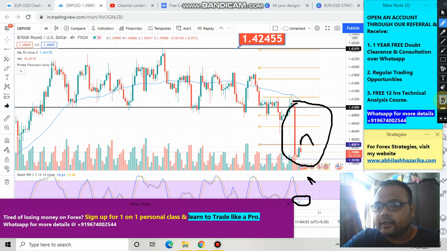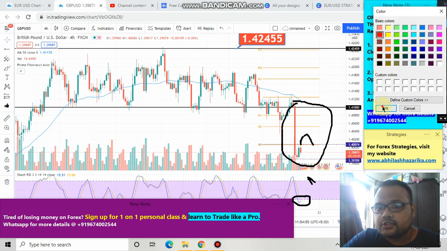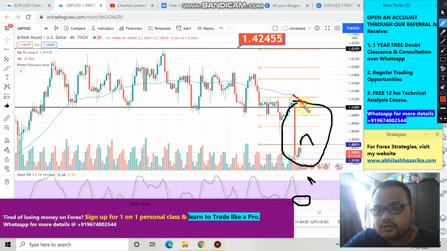On the other hand, you can also see that the 50 moving average is coming up. So there is a possibility that if the market goes up from here and hits the 50 moving average, then also you may short the market if the market reverses from the 50 moving average.